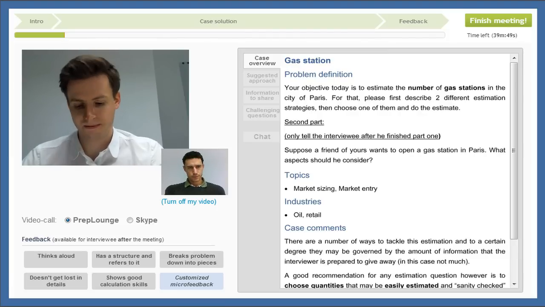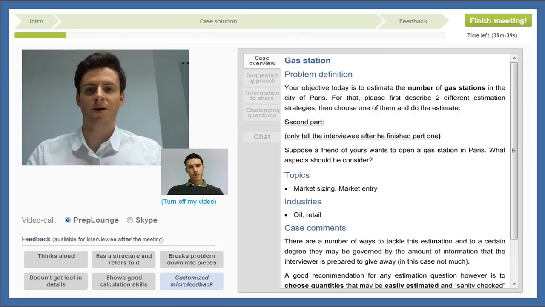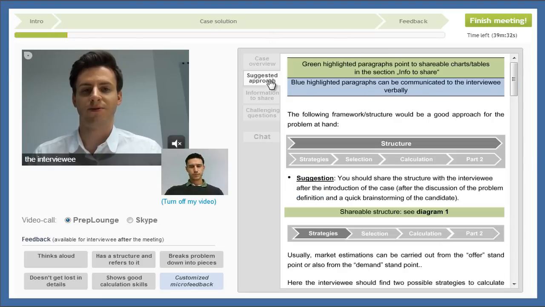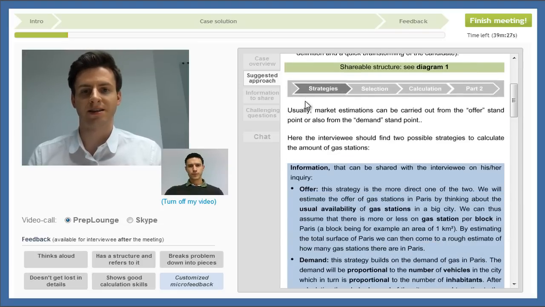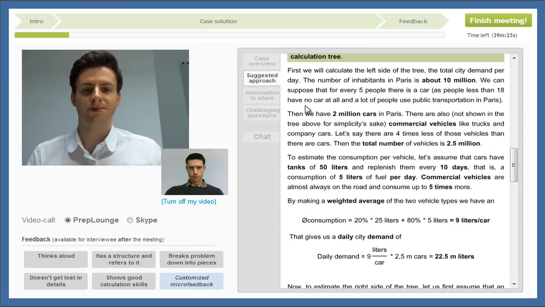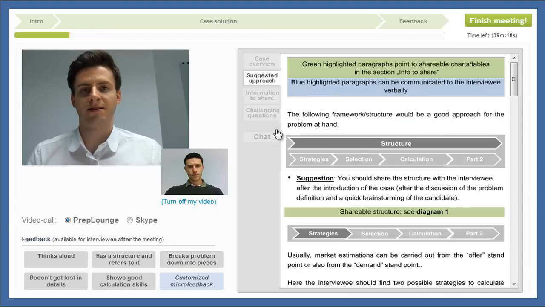Okay, well, overall, I think we could solve the question by estimating the market size either from the supply side or the demand side. The calculation based on the supply side is, I think, more straightforward and is deducible from the regular distribution of gas stations in cities. So, for example, we say there's one gas station per square kilometer, and then we just have to estimate the size of Paris. And from those two numbers, we can estimate the overall number of stations.